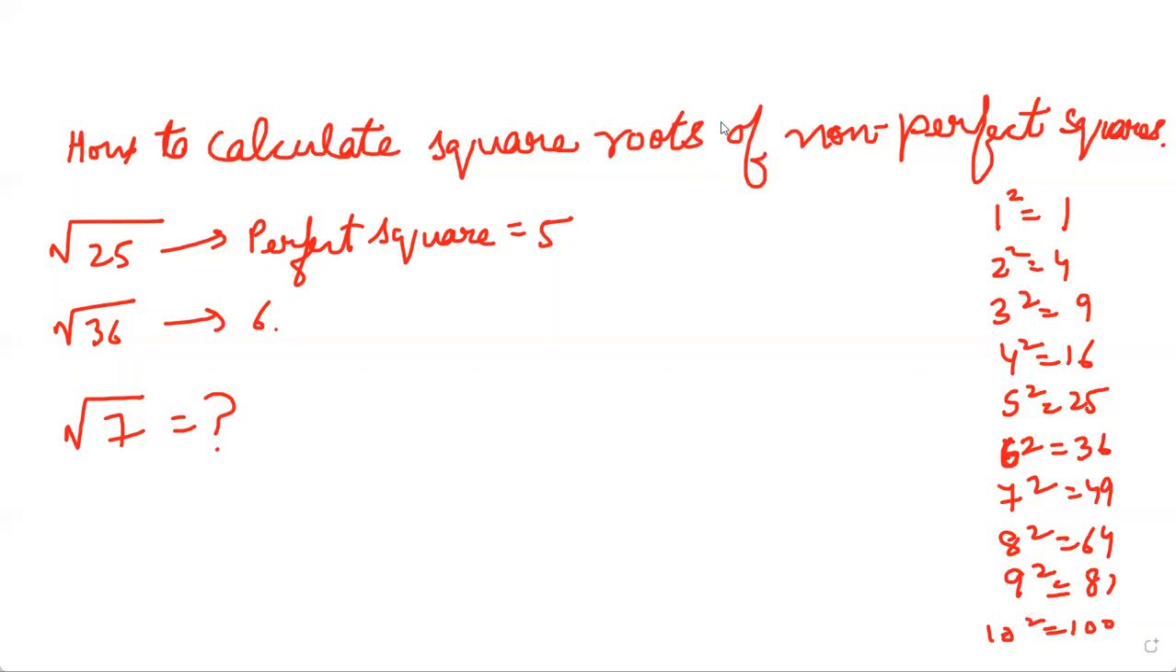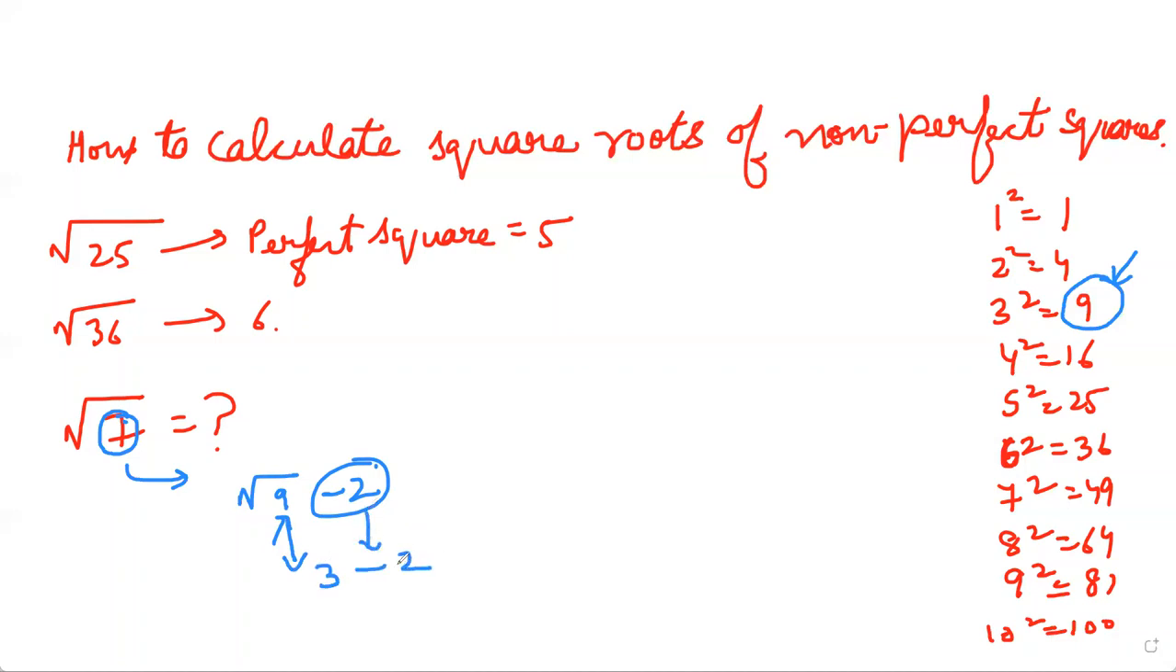So the trick is this, that you can write root 7 as root 9 minus 2. This is the trick. How? Listen carefully how. So this is 7. So 7 is nearer to 9. See here, 7 is nearer to 9. So in place of 7, you can write root 9 minus 2. Okay, this is a trick. Listen carefully. This is the important trick. Root 9 minus 2. You know the value of root 9. Root 9 is 3. Okay, and write it as it is, minus 2.